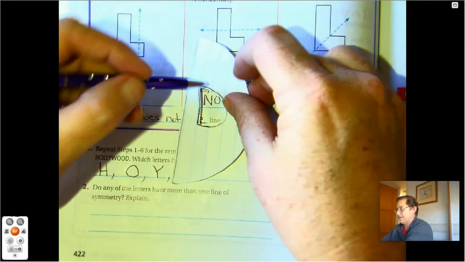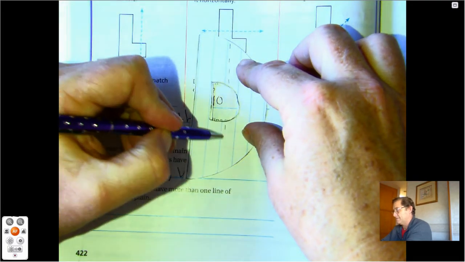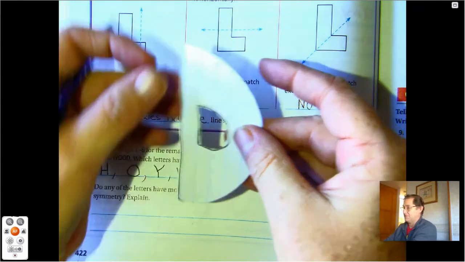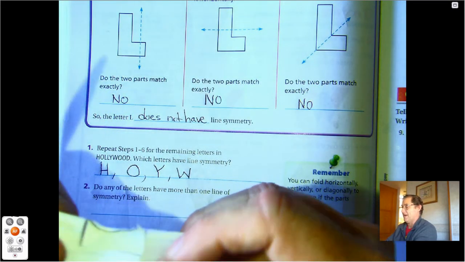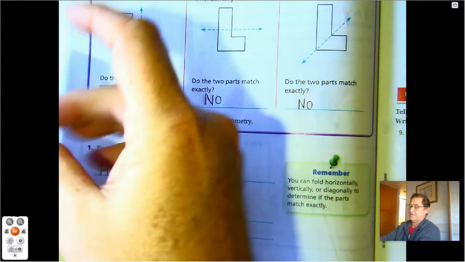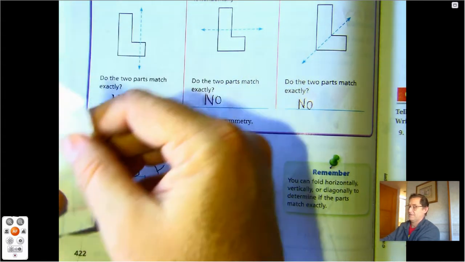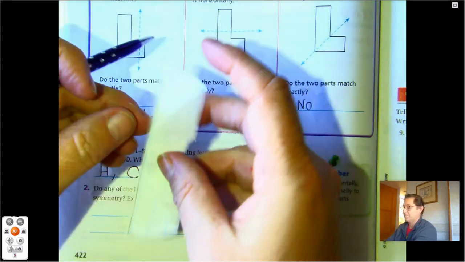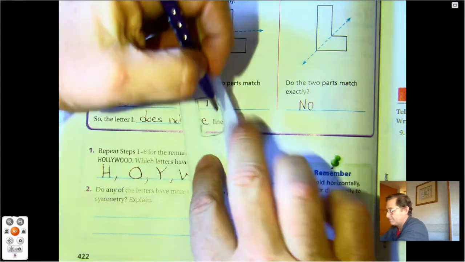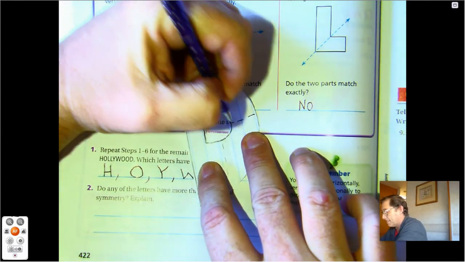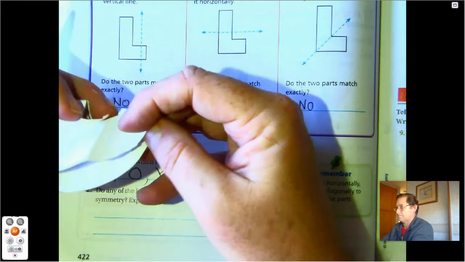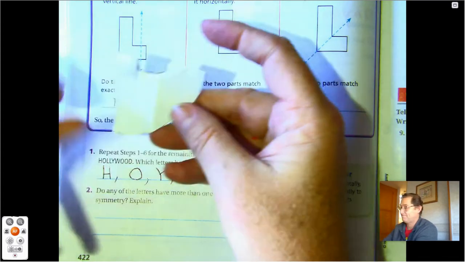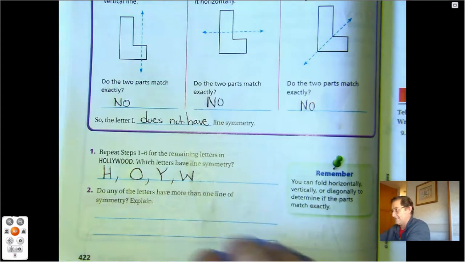Well, I'm thinking that if I divide this vertically, it's not going to match, because this is curved and this is straight. So I don't think there's any way that can match. And it doesn't. We have this piece in here that doesn't match. And we turn this over and this edge does not match. Okay. What about horizontally? Yeah, it works horizontally, right? Okay, so D.